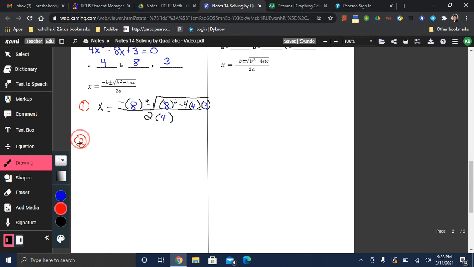Line number 2, we work on getting rid of the parentheses. So the negative of 8 would be negative 8 plus or minus, then our square root.